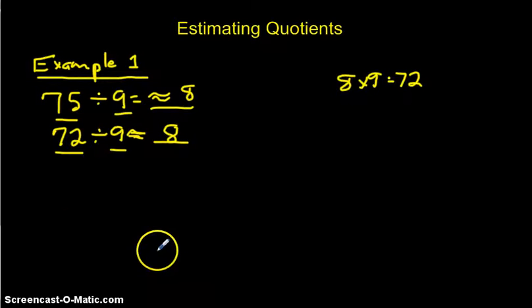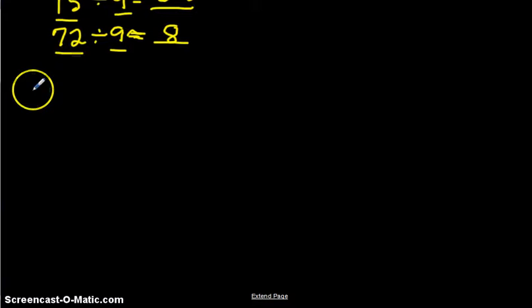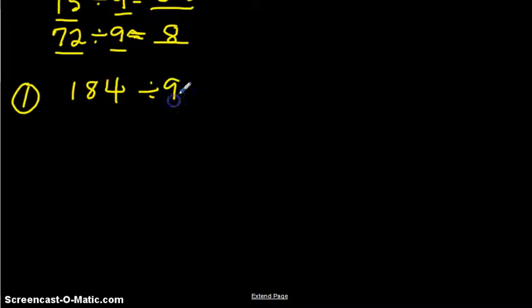Alright, so let's take a look at problem number 1 in your homework. It has 184 divided by 9. Now, we don't know that right off the bat. Even I have to take a couple minutes to figure this out. But what I'm going to look at is that 9 is what I'm dividing by, so I want to think of my multiples of 9, or my multiplication facts with 9.